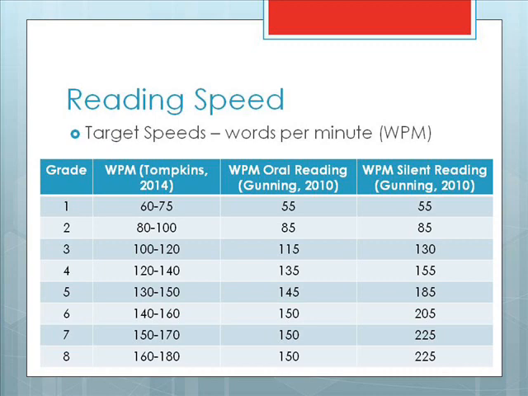Pictured here is a chart of target reading speeds and words read correctly per minute. The first column shows the grade level, the second column shows the target speeds according to Tompkins. The third column shows the target speeds for oral reading according to Gunning. The last column shows the target speeds for silent reading according to Gunning. Although Tompkins and Gunning's target speeds vary, they are very close to each other. Take a minute and choose your favorite grade level and see how many words per minute a student should be reading at for that grade level.